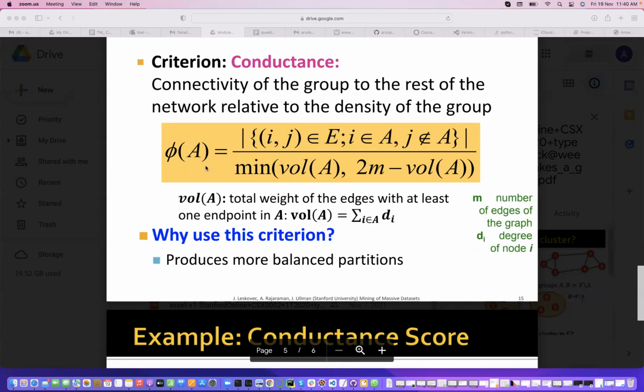So for that, your phi A score will be high. If the denominator becomes smaller, phi A will become more. The denominator will become smaller provided you have a small group which is consuming very few degrees. So the phi A score will be very high provided your minimum of volume of A and 2m minus volume of A is very small. Uneven partitions like that will give you the maximum value.